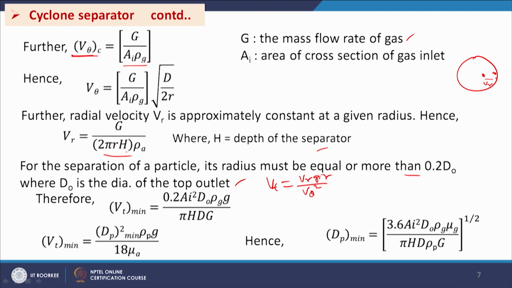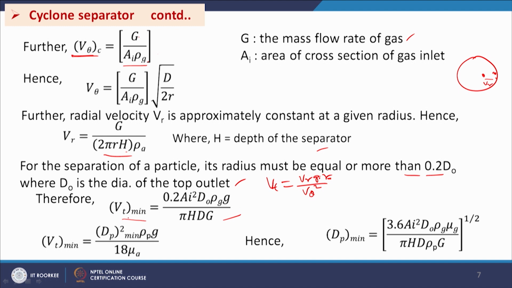into r. Now we replace the V r value here, that is G by 2 pi r h into rho a, and we replace the V theta value here, G by A I rho g root d by 2 r. If we replace V r and V theta, we can get V t, and this r is nothing but 0.2 d o. Replacing this value also and rearranging, we get V t minimum equal to 0.2 A I d o rho g g by pi h d g. So, we get these expressions in this way.